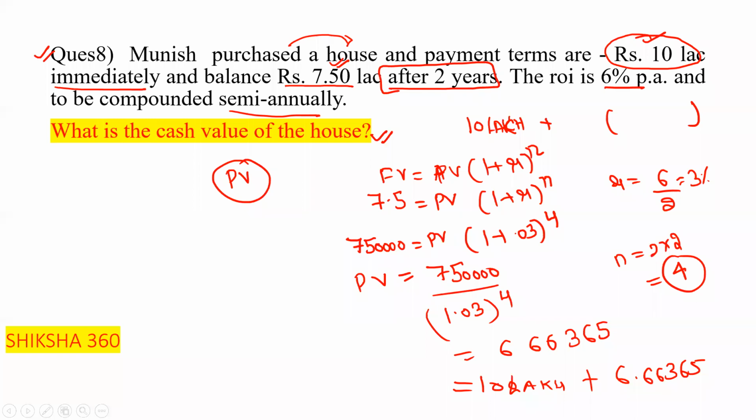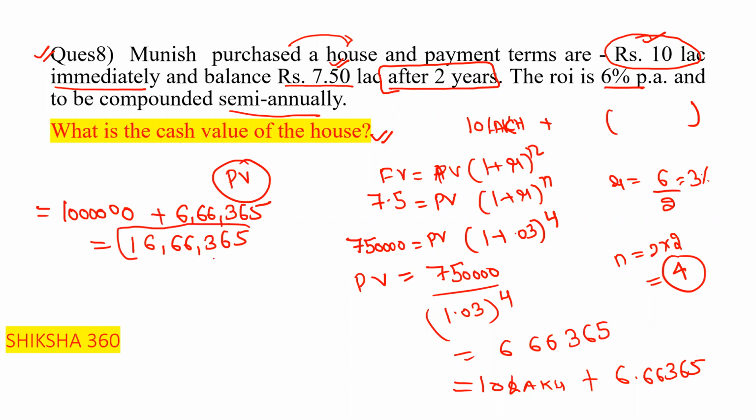What is the overall value? Basically 10 lakh, write it here: 1, 2, 3, 4, 5. 1 lakh plus 1 0 plus 6,66,365. So total amount. So what is the cash value of the house? 16,66,365. So this is the answer.